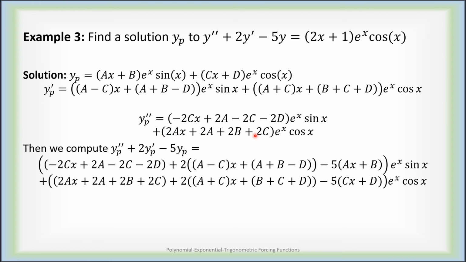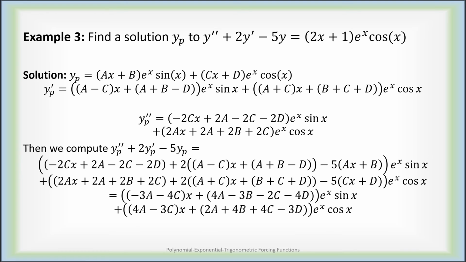Whatever I had in yp double prime there, plus 2 of whatever I had in yp prime there, here's the 2, minus 5 of whatever we had in yp there. Now you can simplify what's inside the parentheses without 37 different terms of e to the x sine or cos x possibly throwing you off. And that's what you'll get when you simplify everything down, okay? What is important is to keep track of what's multiplying x versus what's the constant term.